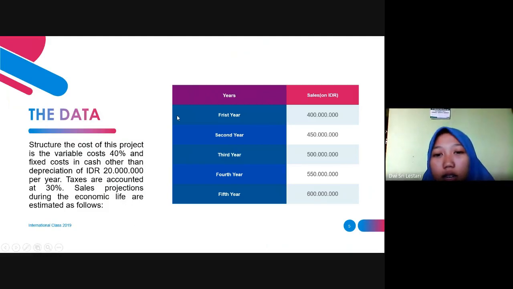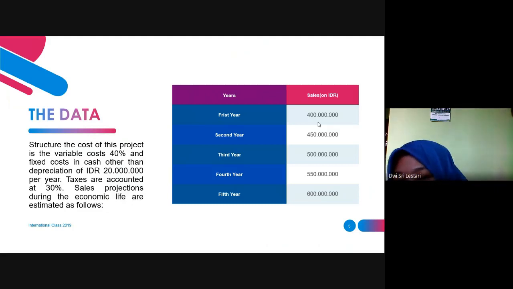This is for the years. For the first year is 400 billion, and second year is 450 billion. For third year is 500 billion, and fourth year is 550 billion, and the fifth year is 600 billion.